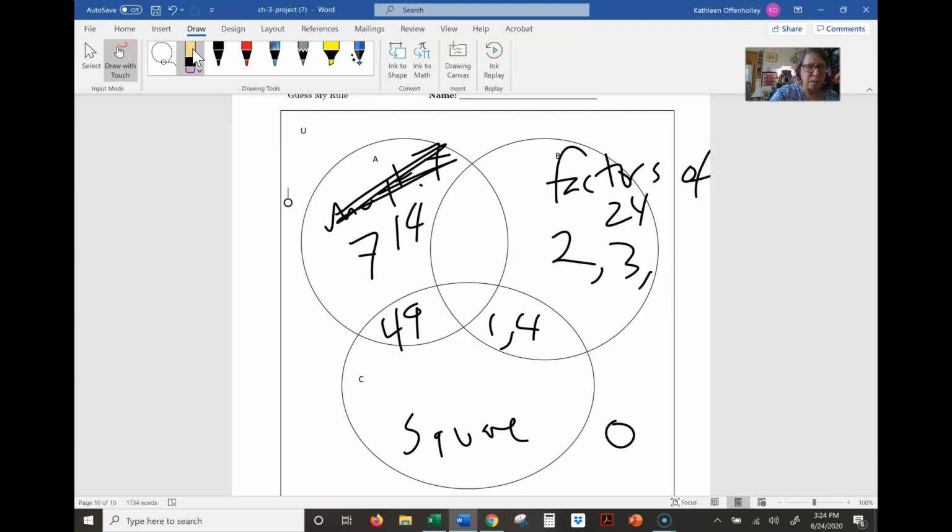I'm not very good at erasing, but you know what I mean. Erase the rules or recopy it. That would be even better. All right. So that's how you do the Guess My Rule.